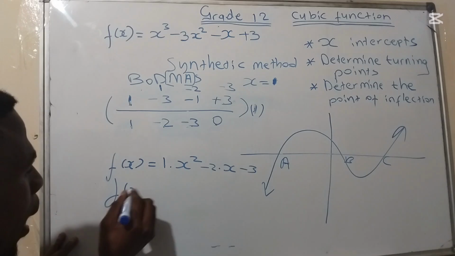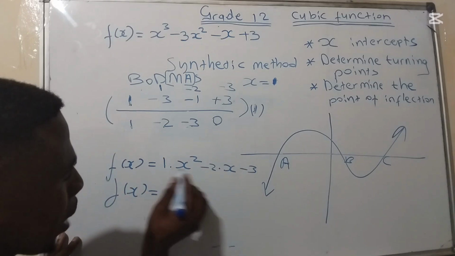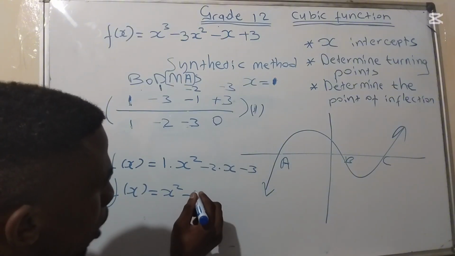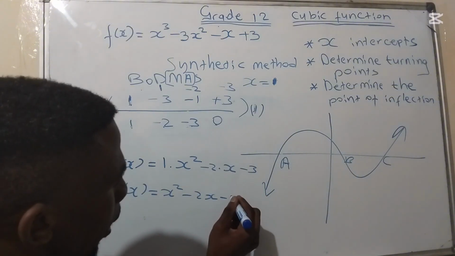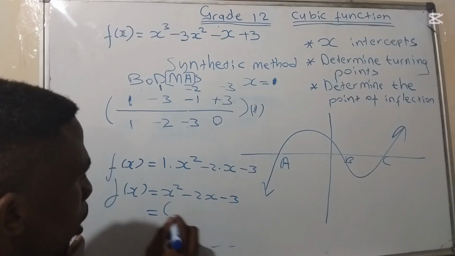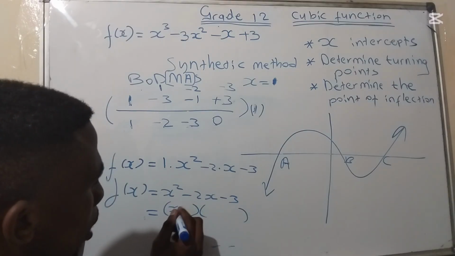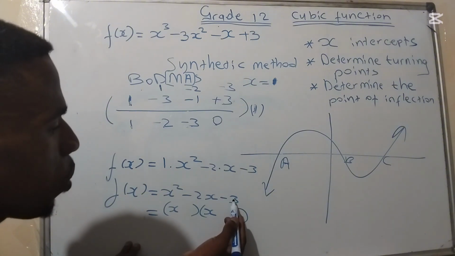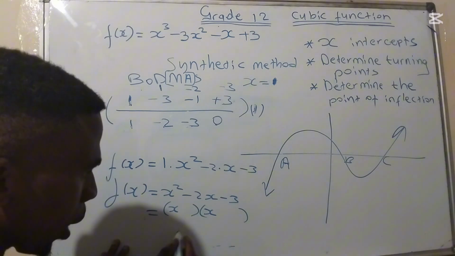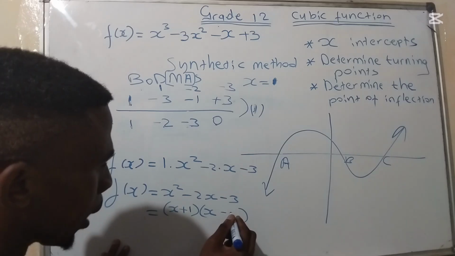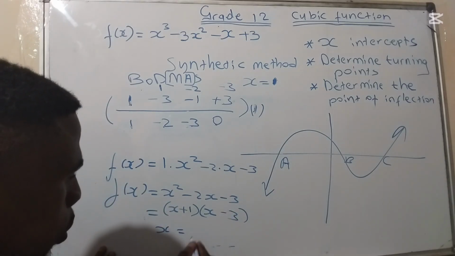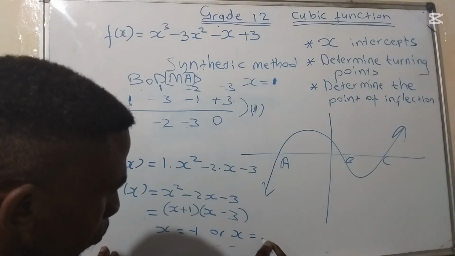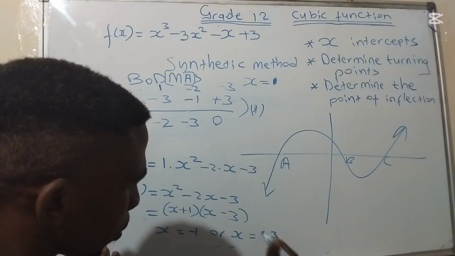So we have f of x equal to 1 multiplied by x squared, it's x squared. Then we have negative 2 multiplied by x, which is minus 2x. We have negative 3. Then let's factorize our equation. We have x and x, they will give you x squared. Then which factors of negative 3, when you multiply them, give you negative 3, and when you add them, give you negative 2? It's positive 1 and negative 3. Then our x is equal to negative 1, or our x is equal to positive 3.